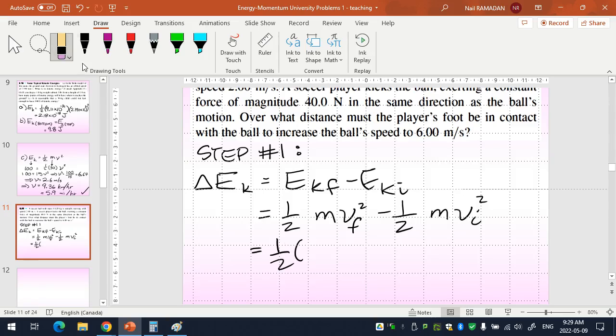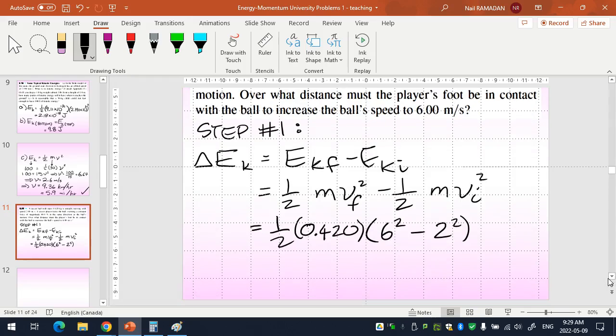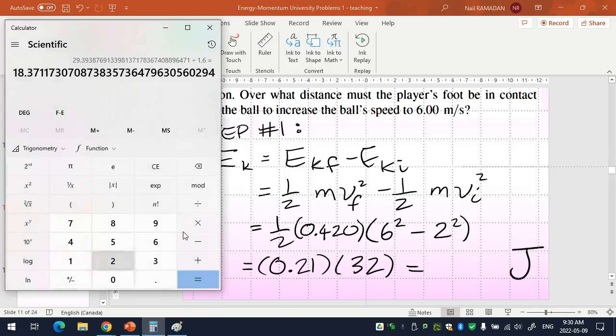The m is 0.42 in kilos. So 0.42. What's my final speed that I'm trying to build up to? 6. So 6 squared. And my initial speed I start from is 2. Great. Now I can know how much change in kinetic energy the ball had. So that would be half of 4. No. Mass is never in what? It's always in kilos. So half of 42 is 21. So 0.21 times 6 squared minus 2 squared. 6 squared is 36, minus 4 is 32. So let's see how many joules of change in kinetic energy it went through. 0.21 times 32. Yep, 6.72.